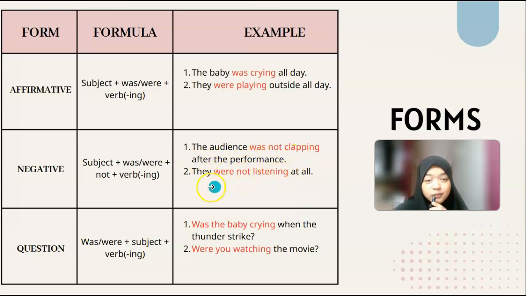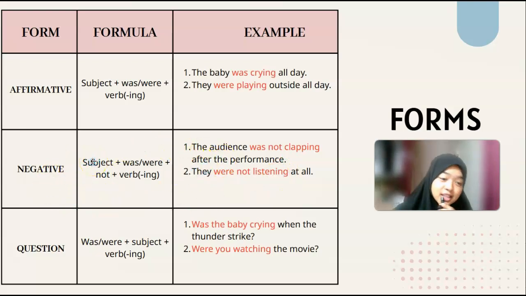The second example, they were not listening at all. So "they" is the subject, and then you have the verb to be "were", because "they" is a plural noun, okay? And then you have the magic word "not" to negate the sentence, and then you have the action verb "listen" plus -ing, at all. So, they were not listening at all. So that is the negative form, or the negative structure, of past continuous tense.